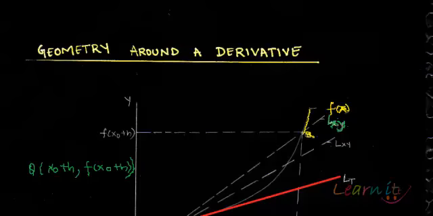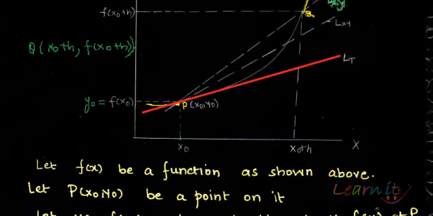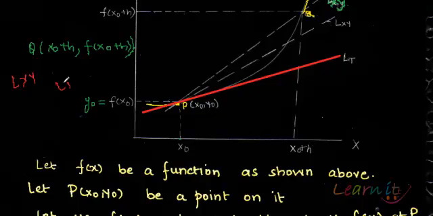Now, my question to you is, how do you differ this line PQ from the tangent line LT? So LXY and LT. How do you differ LXY and LT? LT is the tangent line. Okay, how do you differ these two lines? Now, what is happening is that LXY, if you notice, is cutting through the function. It's cutting through the function, in fact, at 2 points, okay?